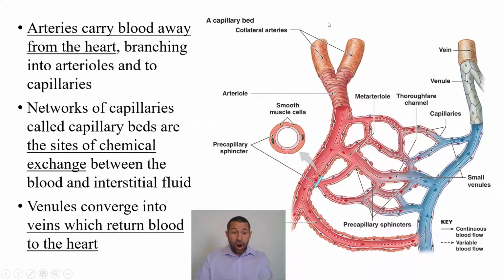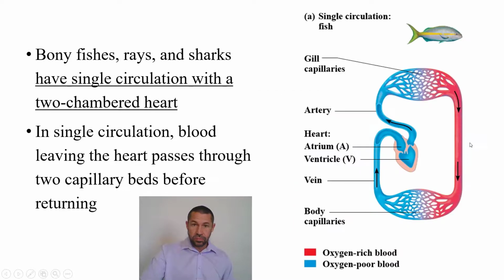So again, arteries carry oxygenated or red blood away from the heart. The capillaries donate that oxygen to the cells. The blood now becomes blue or deoxygenated and is returned to the heart via veins.